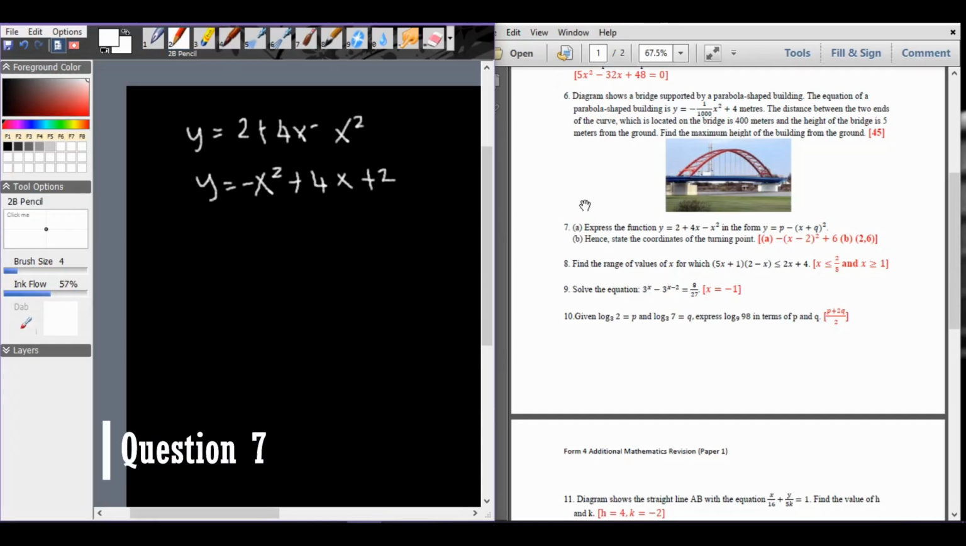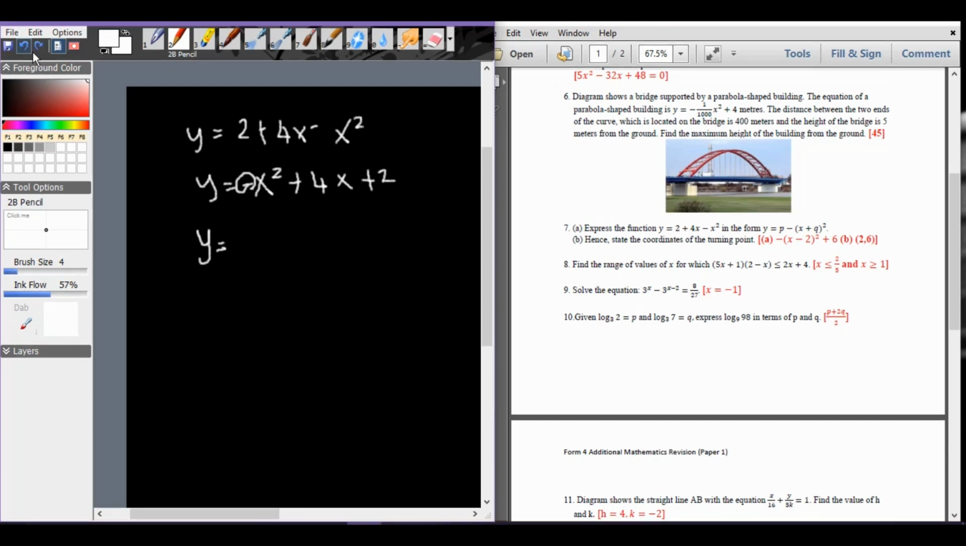Number 7, express the function in the form of, so this is completing the square. For this one, we rearrange the equation until you get x squared, x and the constant. Then we use completing the square. First we factorize out the coefficient of x squared, which is negative. So we put negative outside, then you will have x squared, and because we factorize out negative, this one will have negative 4x, plus 2. So equals negative x squared minus 4x.